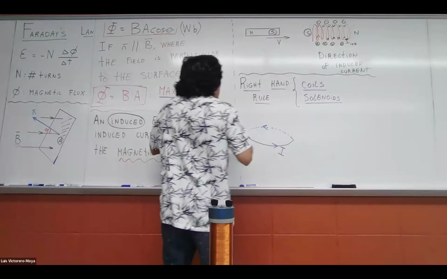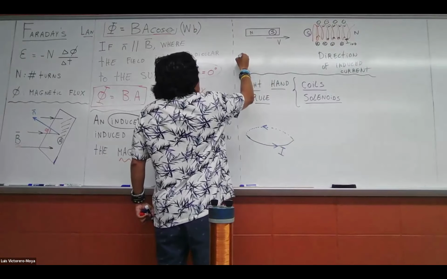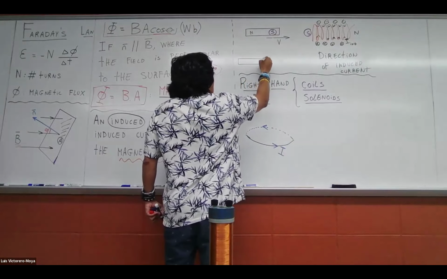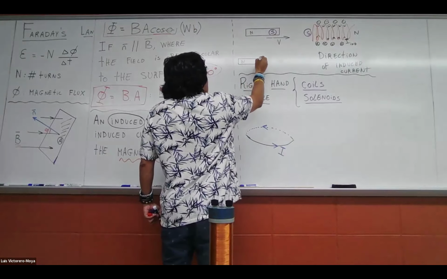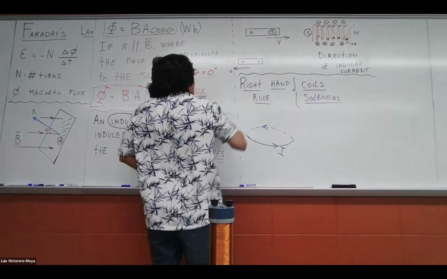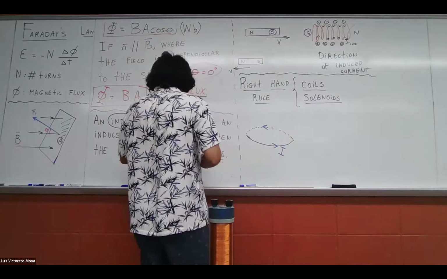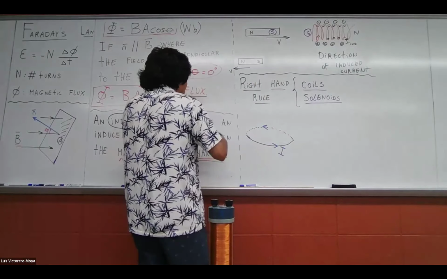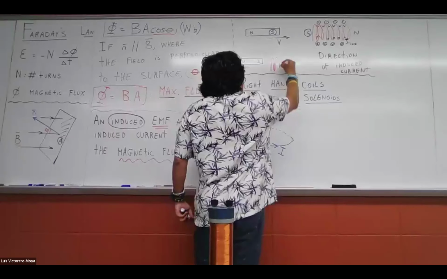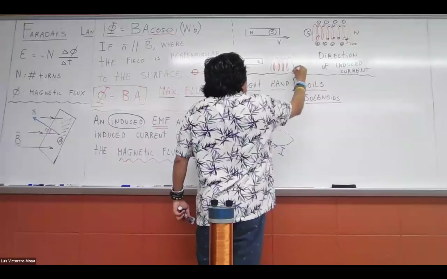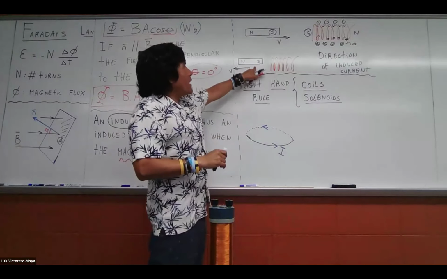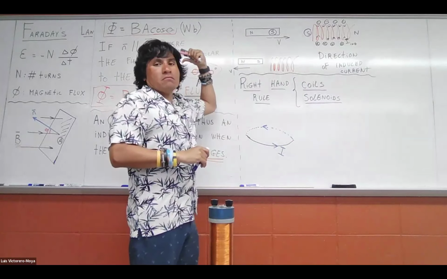if I have the magnet here now? North and south, and now I'm pulling it away. What will happen in the coil? So let's draw a coil here again. So what will happen in that case? So the magnet is moving away now, right?